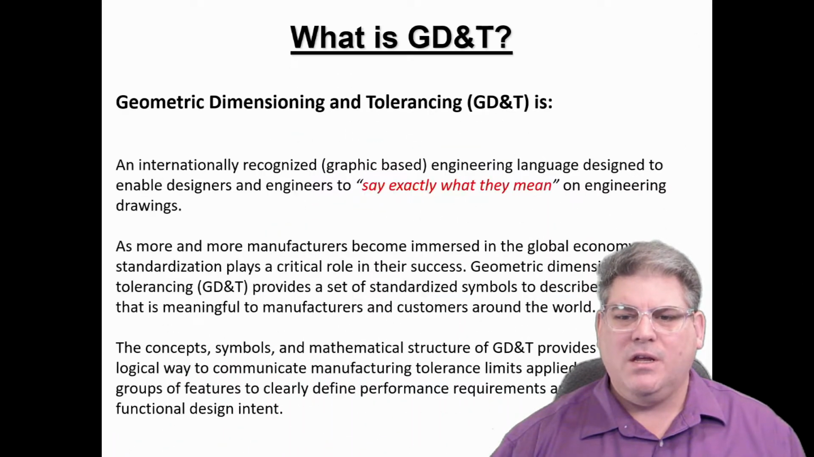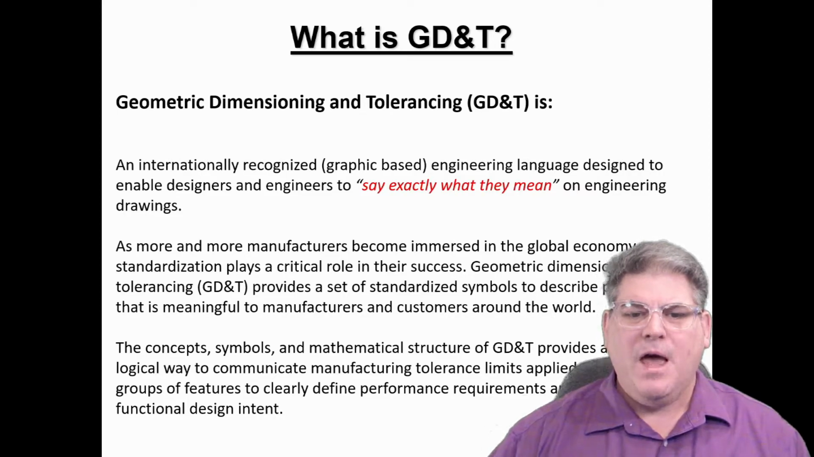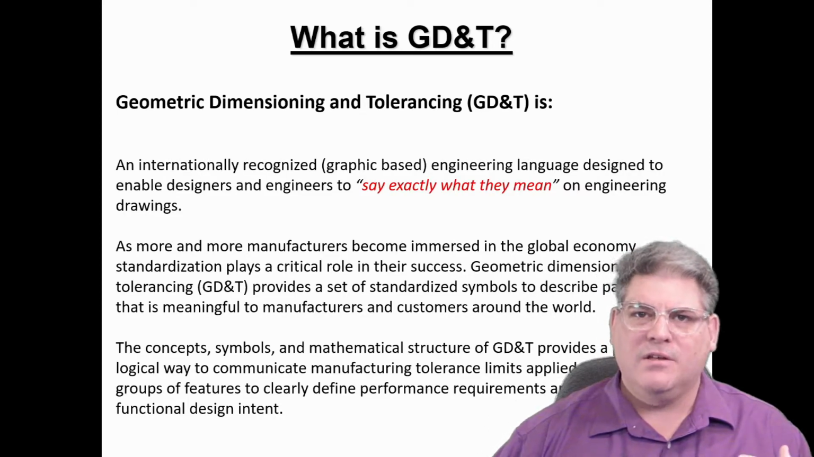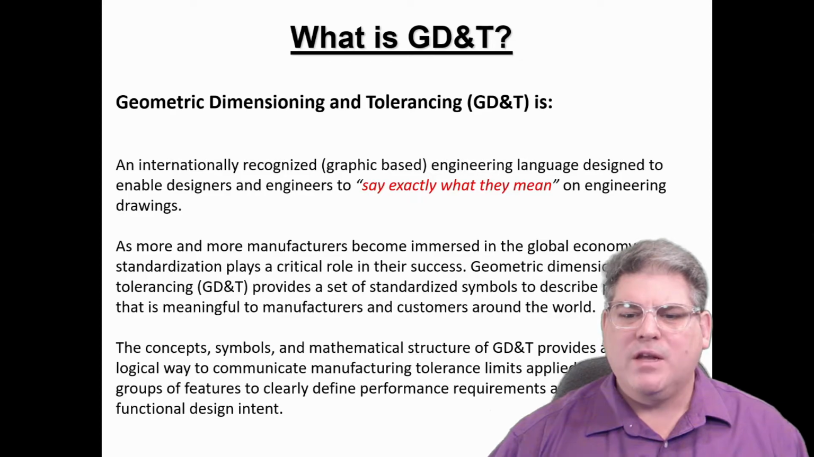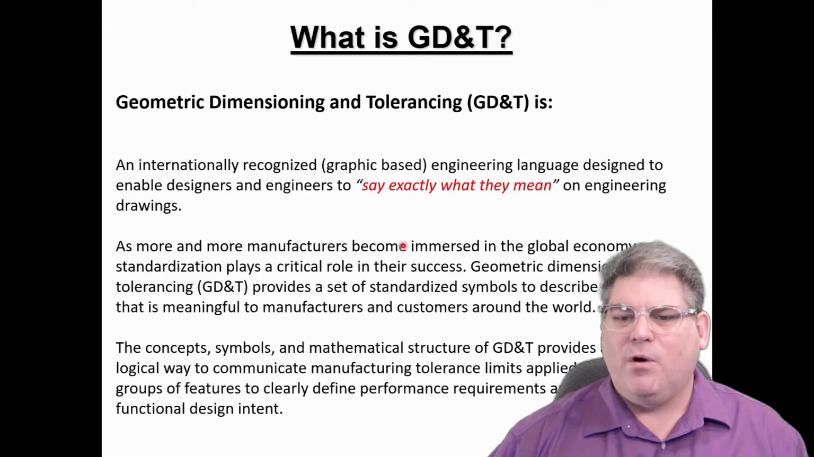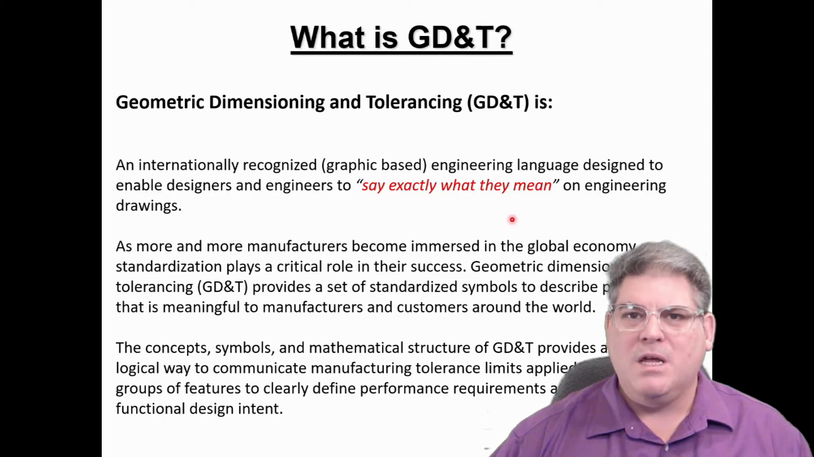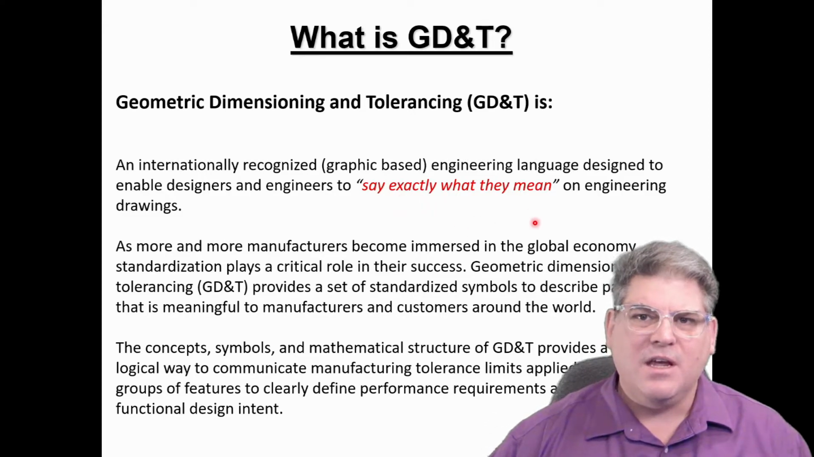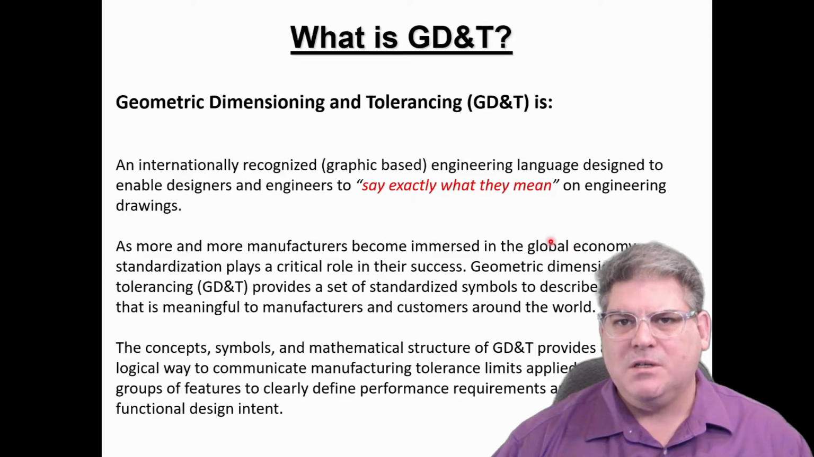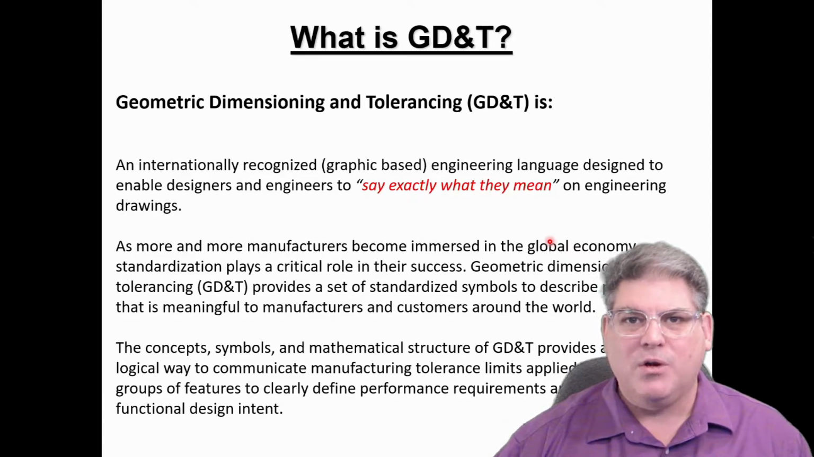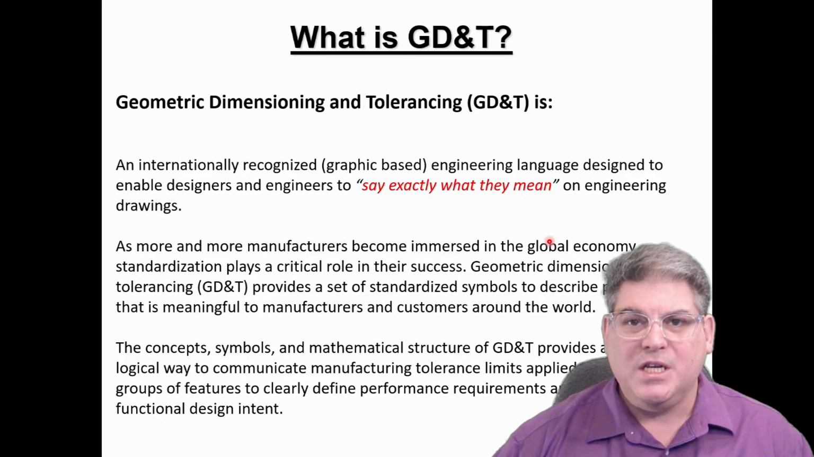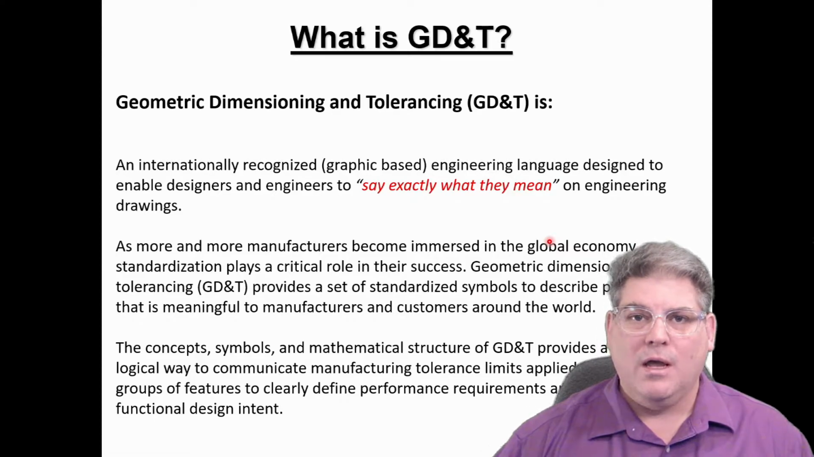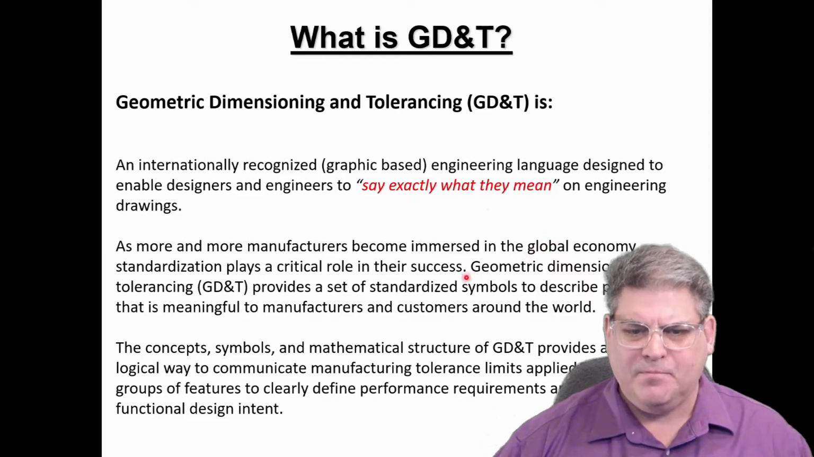GD&T. So the first question is always, what is it? In this case, GD&T is an acronym. It stands for geometric dimensioning and tolerancing. It's a way for us to say exactly what we mean, and it is in essence a form of communication, much the same as CAD is a way for us to communicate to the people manufacturing or using our parts. GD&T is one of the tools in our toolbox that we can pull out and say, this is how I want to define it.